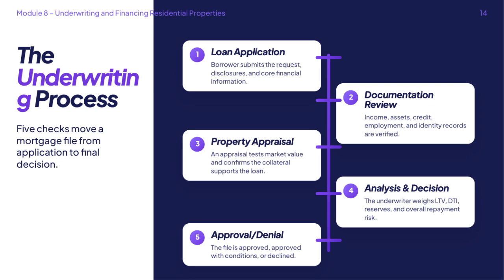The third step is the property appraisal. This is crucial because it tests the market value of the property and confirms that the collateral is sufficient to support the loan amount requested. After that, the underwriter conducts an in-depth analysis, weighing factors like the loan-to-value ratio, debt-to-income ratio, available reserves, and the overall risk of repayment. Finally, based on this assessment, the loan file is either approved with specific conditions, or declined. Each of these steps plays a vital role in making sure the loan decision is sound and secure.